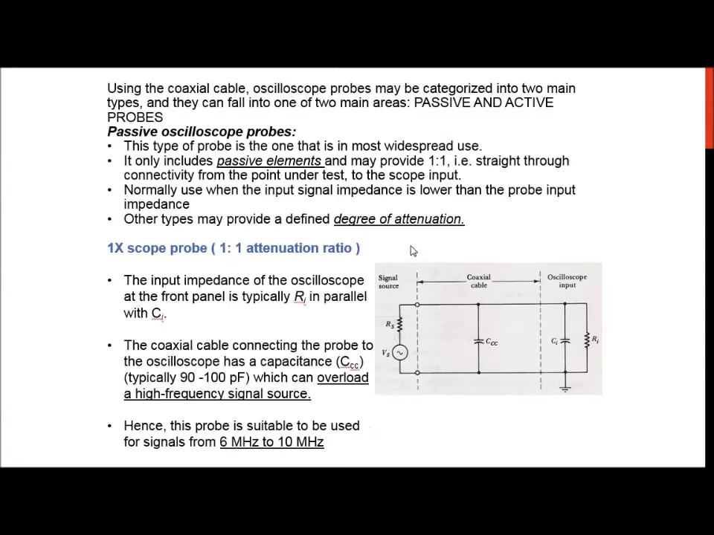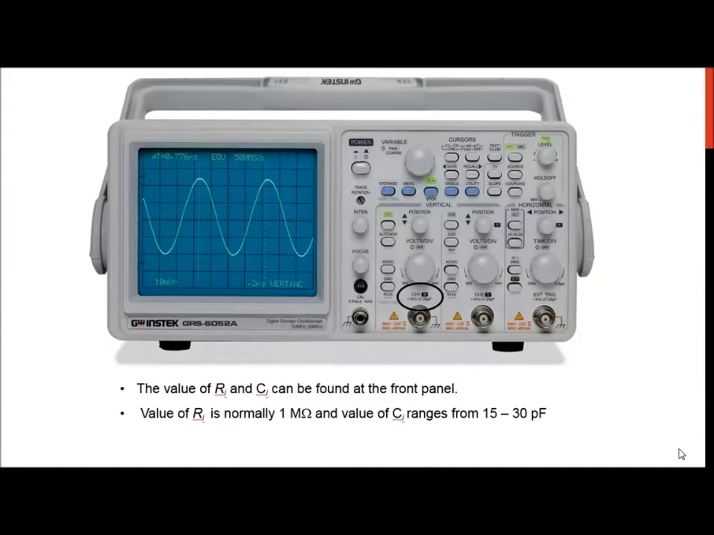Alright, so you can see here this is a signal source. So this is the cable capacitance, and then you have this oscilloscope input. So the oscilloscope input will have the CI and RI. Okay, so input capacitance and input resistance, and you will see these values in the front panel of your oscilloscope. Okay, now you can see here on the front panel, right, the values of CI and RI. So it says here that RI is normally 1 megaohm and CI has a range between 15 to 30 picofarad. So picofarad is 10 to the power of minus 12, right?